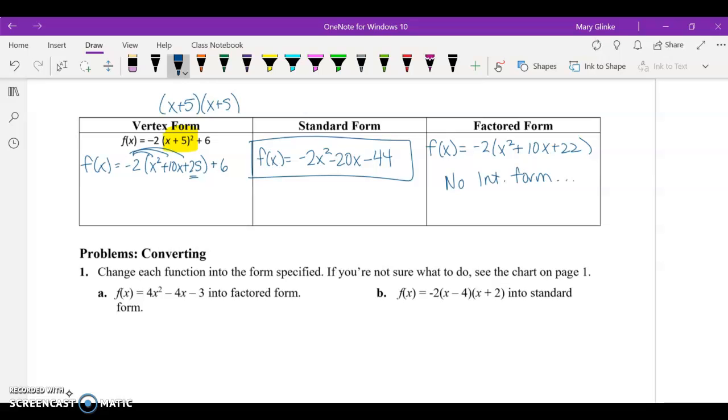So then for the rest of the day, go ahead and do the rest of the examples here, converting back and forth, and then just kind of reviewing graphing and factoring and different forms of functions.